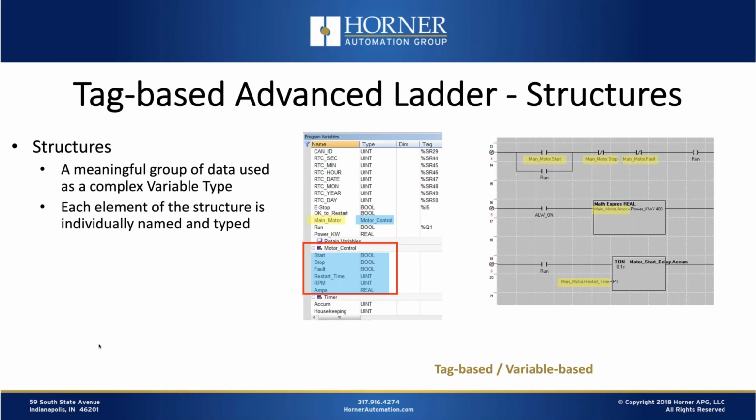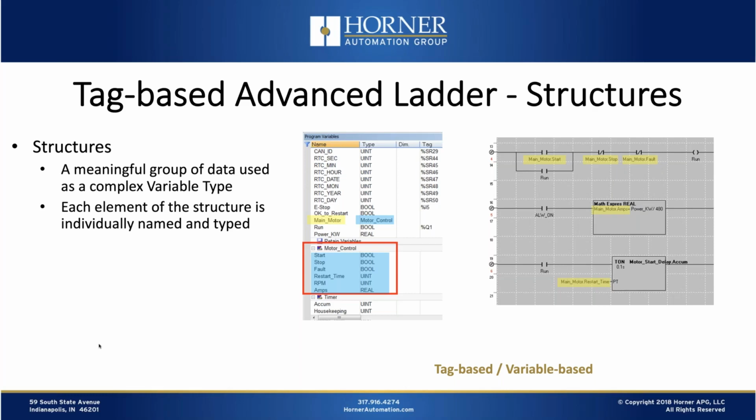If we take a look at that first rung, you'll see 3 highlighted in yellow elements: main_motor.start, main_motor.stop, and main_motor.fault. Those are the first 3 elements, the Boolean ones that we're using in that first rung of logic. In that center logic, we're doing a calculation, calculating main_motor.amps.